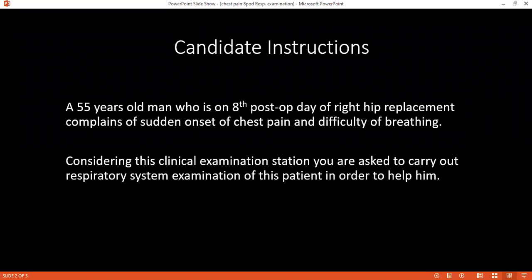Can you define the term massive pulmonary embolism? What do you mean by it? Massive pulmonary embolism is a big embolism that obstructs the main pulmonary artery, the main pulmonary trunk, and compromises the patient's circulation. Okay, if you were scrub in the theater and you were informed about this patient, how would you react? I will ask anesthesia to give the man a crash call immediately.